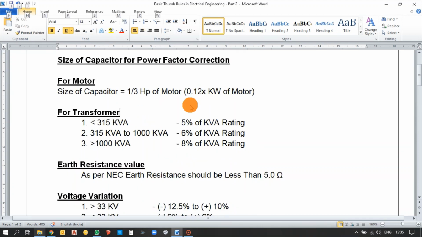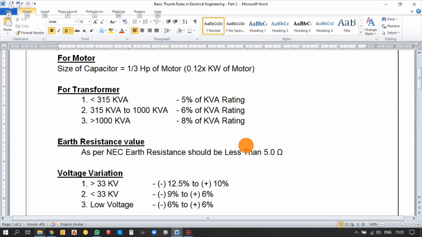So going for transformer now. For a transformer which is less than 315 kVA, you should select 5% of the kVA rating, and which is in the range of 315 kVA to 1000 kVA, you should select 6% of the kVA rating. And for a transformer above 1 MVA, that is 1000 kVA, you should select 8% of the kVA rating of the transformer. Depending upon the size you select, you can just select the percentage of kVA for a capacitor calculation.